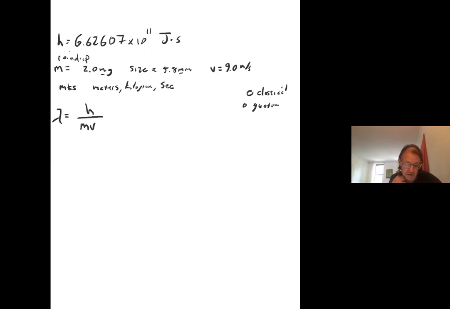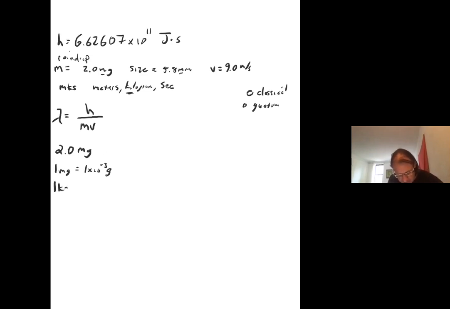So let's do the little conversions for that. We want to have the mass in kilograms. So if we have 2 milligrams, a milli is 10 to the minus 3. 1 milligram is 1 times 10 to the minus 3 grams. Okay, so I'm going to do it in 2 steps.